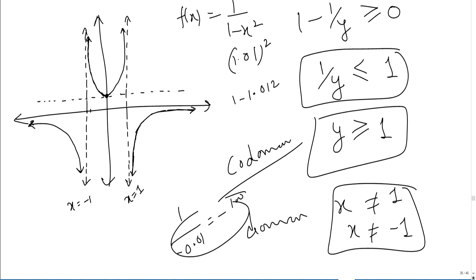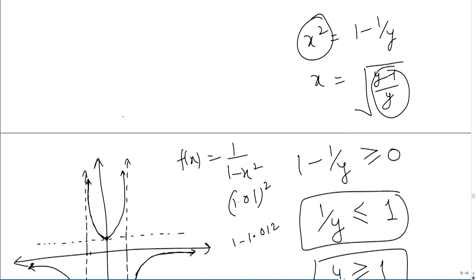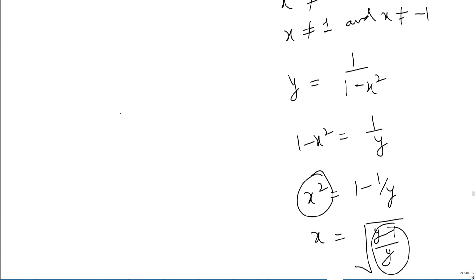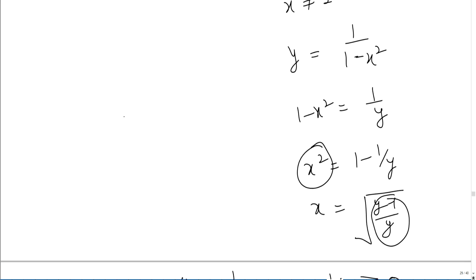Okay. So this is how this graph looks like. Now I think we made a mistake in calculating the codomain somewhere. So this y equals 1 by 1 minus x square. So 1 minus x square can be written as 1 by y. x square can be written as 1 minus 1 by y.